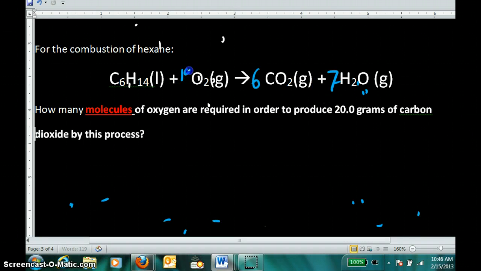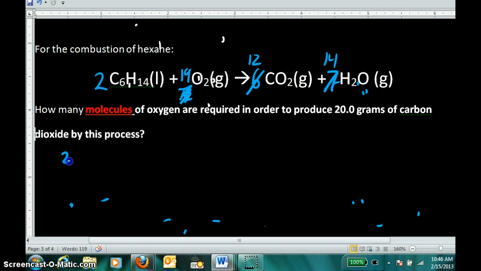We need 19 halves of an oxygen molecule. 19 halves times 2 is 19. Of course, typically we like whole number ratios when we balance our equations. It's unnecessary when you're doing stoichiometry because the ratio will stay the same anyhow. But if you want to double everything and get whole numbers of 2 to 19 to 12 to 14, that's fine. But we're going to do the problem the same way.